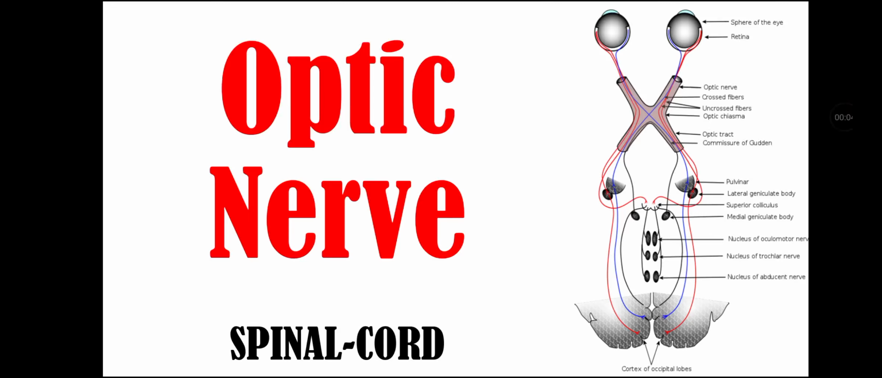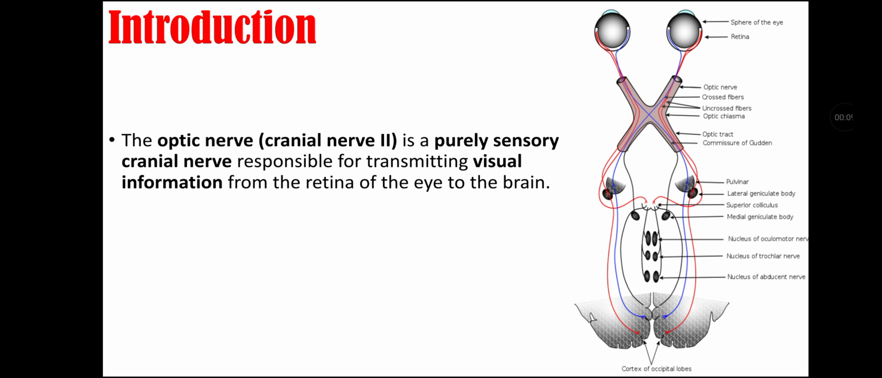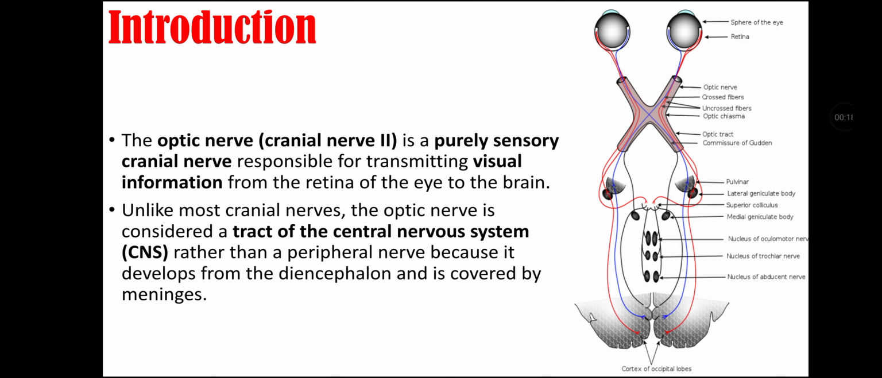Today we are going to talk about the optic nerve. So let's start our topic with the introduction. The optic nerve is the second cranial nerve and it is a purely sensory cranial nerve that is responsible for transmitting visual information from the retina of the eye to the brain.